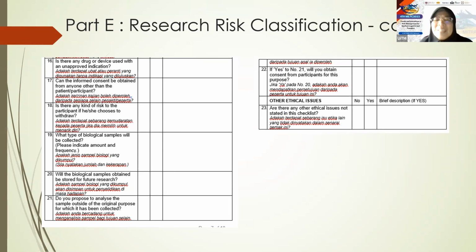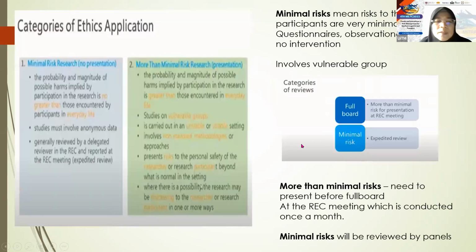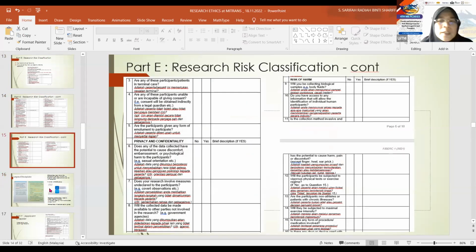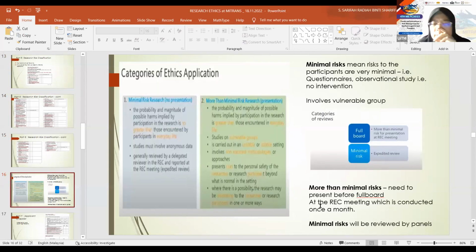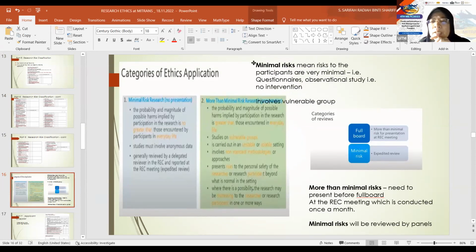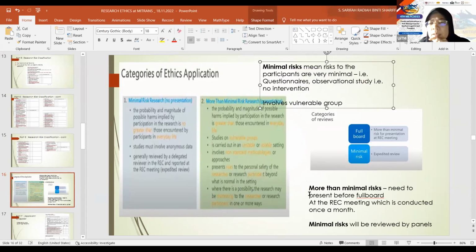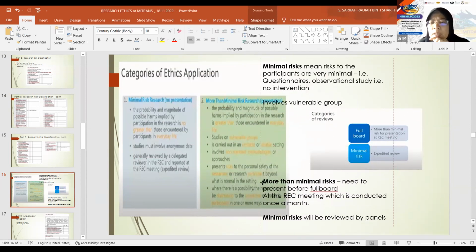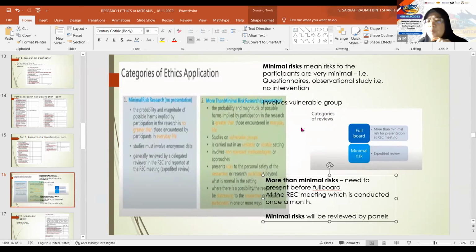So next, research. Next is the categories. Not very clear, right? But let me just bring it here so that I can. Here is some information on the effect on the classification.